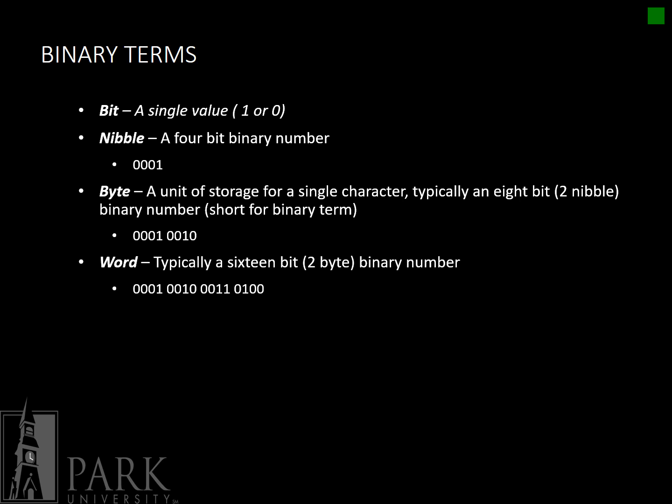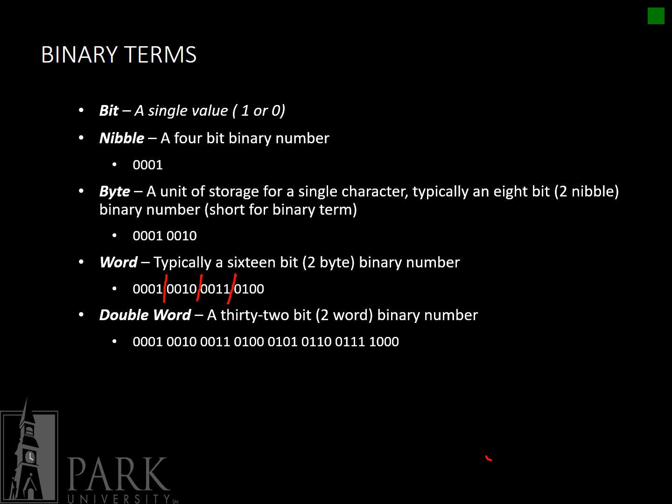A word is typically 16 bits or 2 bytes. Okay, and we often break it down into nibbles like this. You're going to see this often where we have it represented in these sections, right? And that's just convention. But we also have a double word, which is a 32-bit binary number, or 2 words, right? So here's a word, word 1, word 2. Or we could break that down into 2 bytes for each word, so there's byte 1, byte 2, byte 3, byte 4. Or we could break it down into nibbles: nibble 1, nibble 2, nibble 3, nibble 4, and so on and so forth. You get it, right? So when we're talking about numbering conventions, these are the terms that you're going to use.